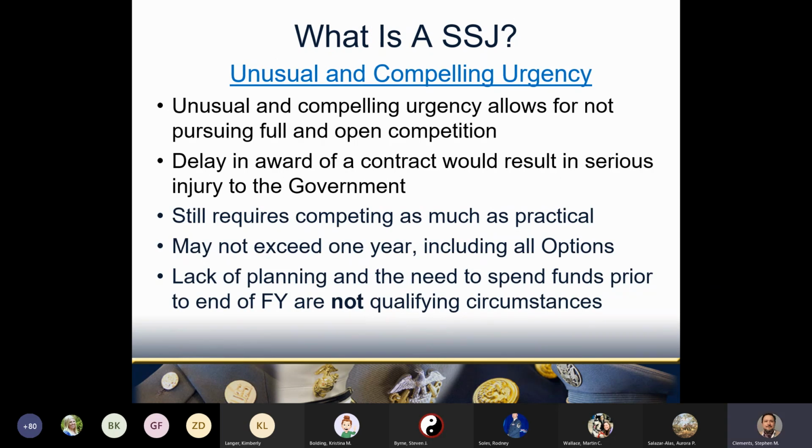Now, moving on to the next common reason we write SSJs, we'll look at unusual and compelling urgency. This would be our emergency buys. Again, lack of planning and needing to burn through our budget are not acceptable justifications to use this. When time is of the essence and we have to get a contract in place, or else suffer harm to the government, to the program office, or to a veteran, that's when we can use this.